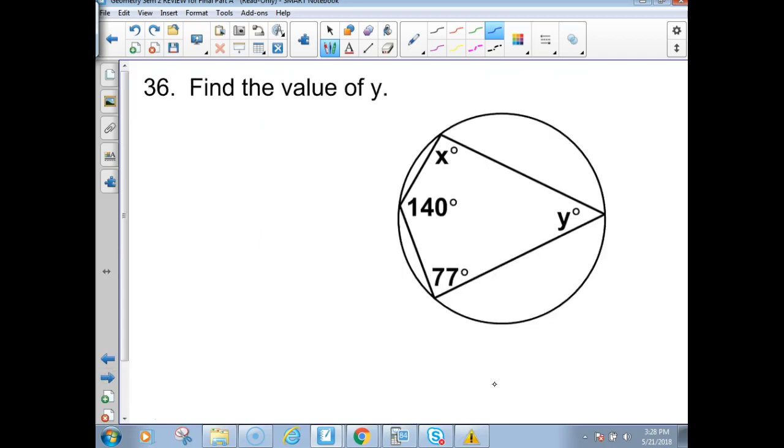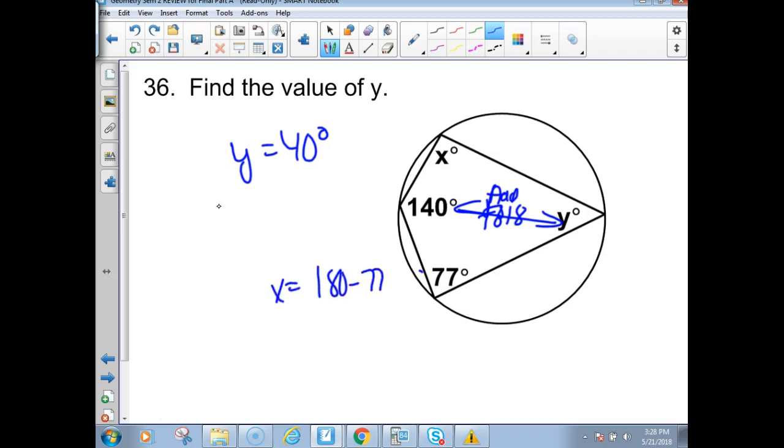Okay, opposite angles in here are supplementary. These add to 180. So y is 40 degrees. Could you find x? Okay, you would just do 180 minus 77. All right, it's not equal. So if you wanted x, you'd have to do 180 minus 77 to get x. Y was equal to 180 minus 140.